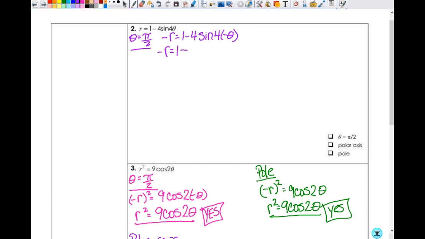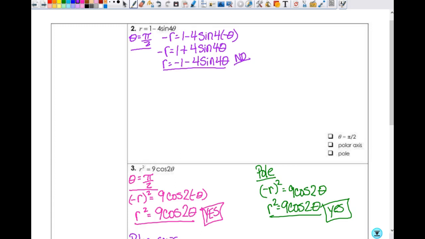Negative sine theta. So this 4 right here, it just doesn't really do anything, but the sine of the negative theta is negative sine theta, so this, since it's minus, becomes plus, and so this is plus 4 sine of 4 theta. Does that make sense? Make sure you understand what to do with those negative thetas there. So then this gives me r equals negative 1 minus 4 sine 4 theta. That is not what we started with, so that's a big no. Okay, everybody good with that?